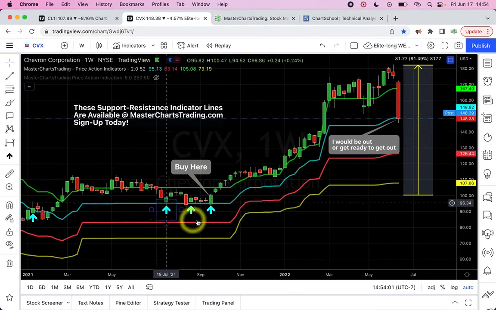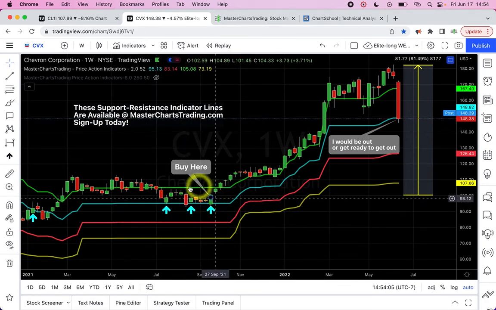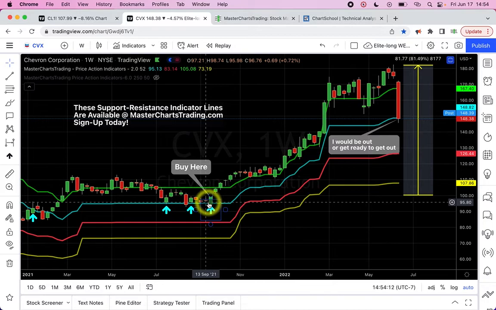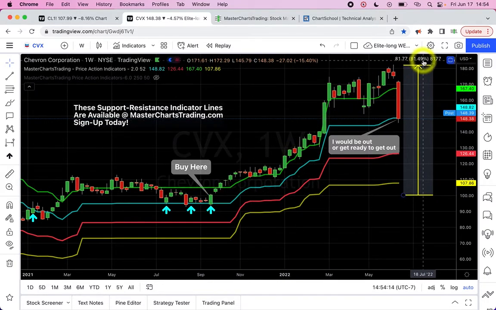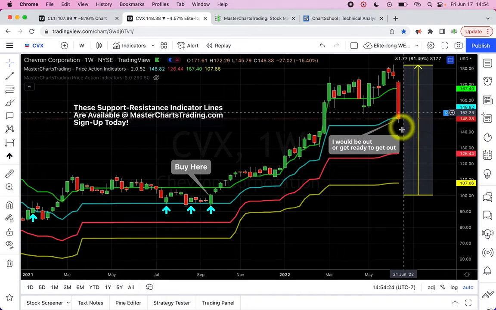If you're able to get in there, this is a low risk entry. This is what I'm trying to convey here. When you're buying around the blue line, this is a lower risk entry. Notice how much we moved. We moved 81%. And we topped out here on 6th of June of this year, 2022. And this week we had a great fall.